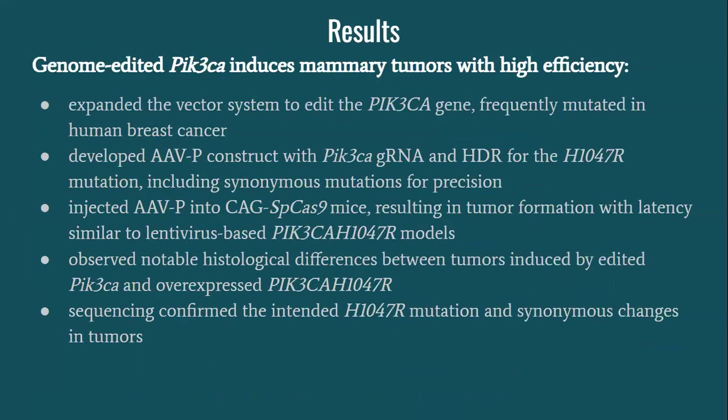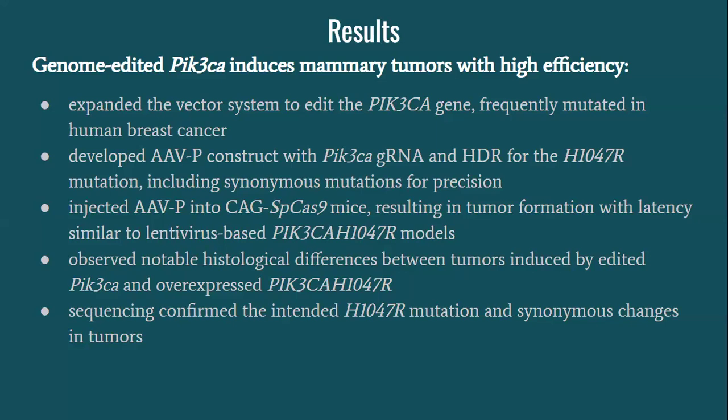Afterwards, genome-edited PIK3CA induces mammary tumors with high efficiency. This was also proven. So they expanded the vector system to edit the PIK3CA gene, frequently mutated in human breast cancer. So they developed the AAV construct with the PIK3CA gRNA, gRNA means guide RNA, and HDR for the H1047R mutation. So this construct was developed, then injected into the mice. After that, tumor formation was seen with latency similar to the lentivirus model.